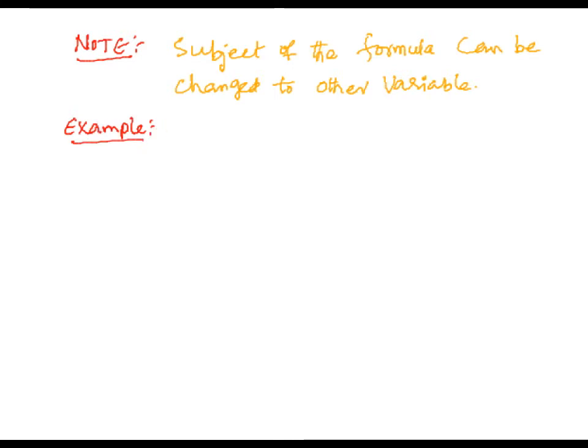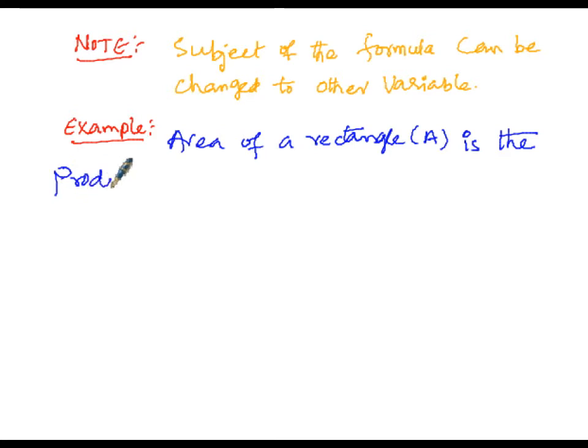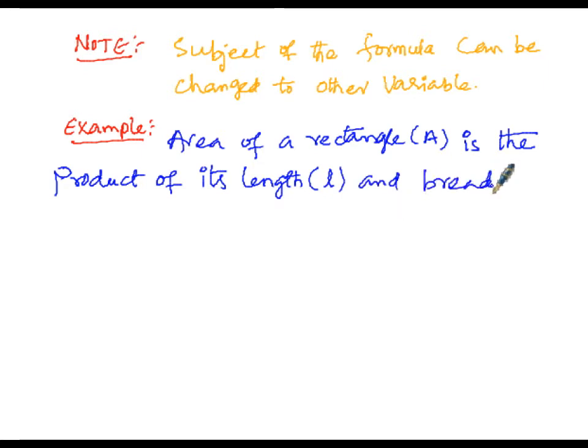So area of a rectangle A is the product of its length, that is L, and breadth, that is B. So here the area of rectangle A is nothing but the product of its length, that is L, and breadth B.